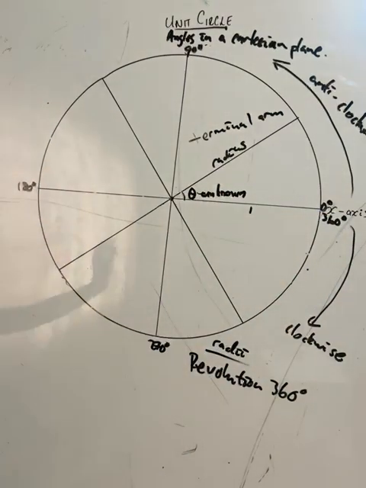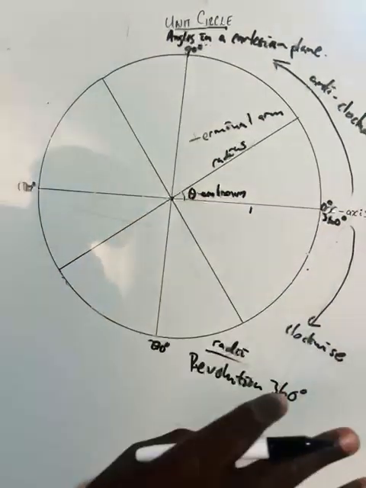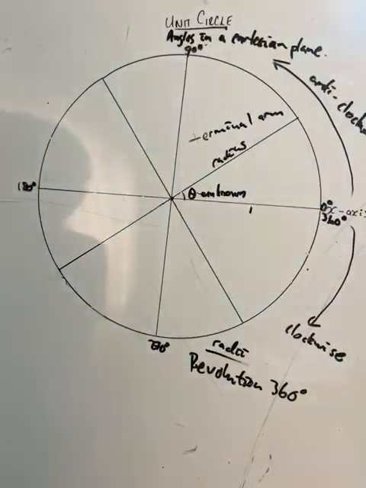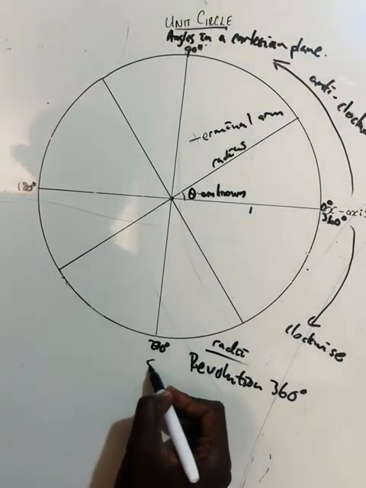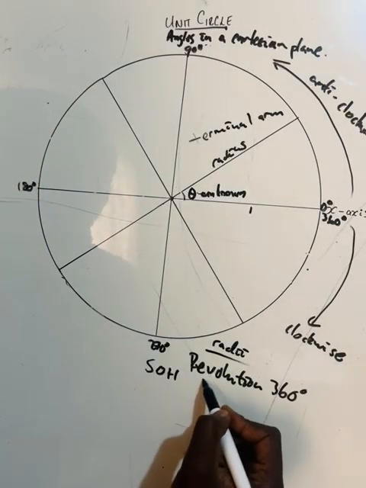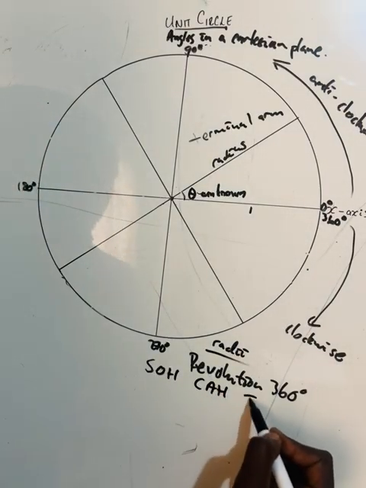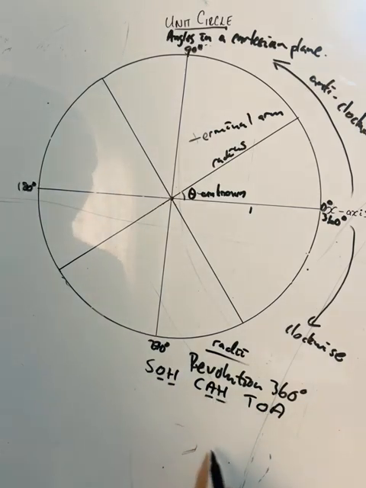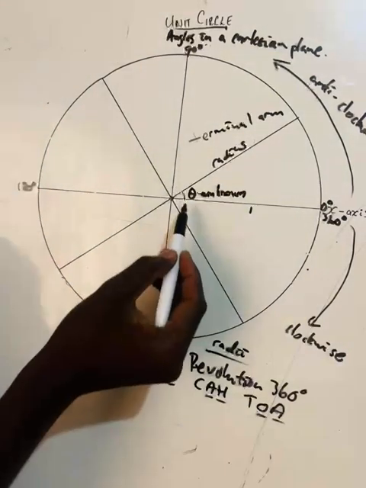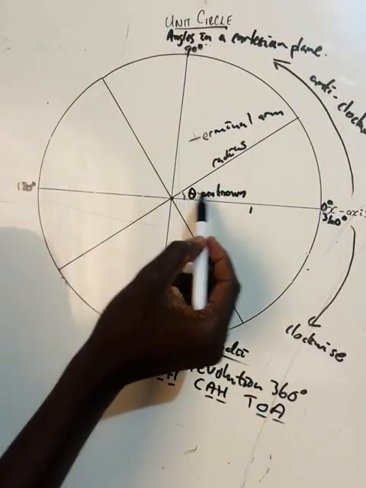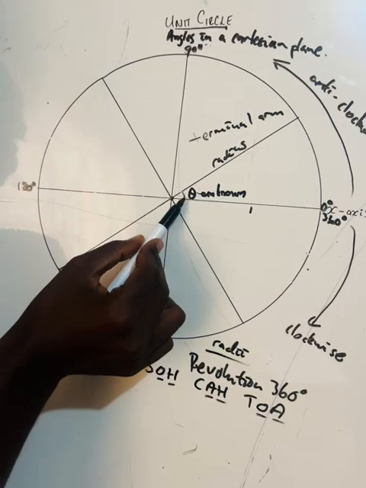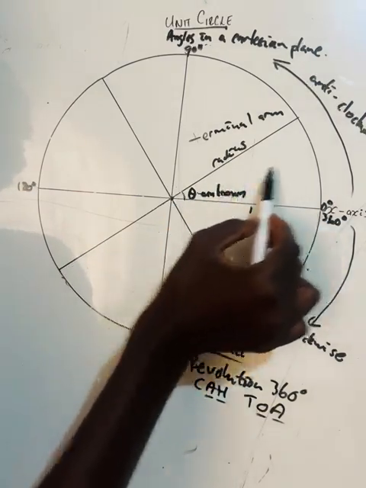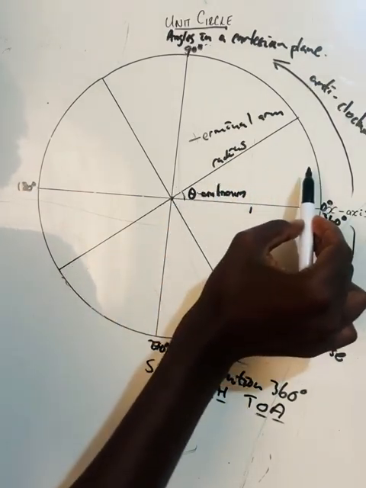Right? Now, let's go back to what we did earlier in the previous videos. We were speaking about our SOH CAH TOA: opposite and hypotenuse, adjacent and hypotenuse, opposite and adjacent. So from this angle, and when we look to this side, what do we get? This is the opposite.